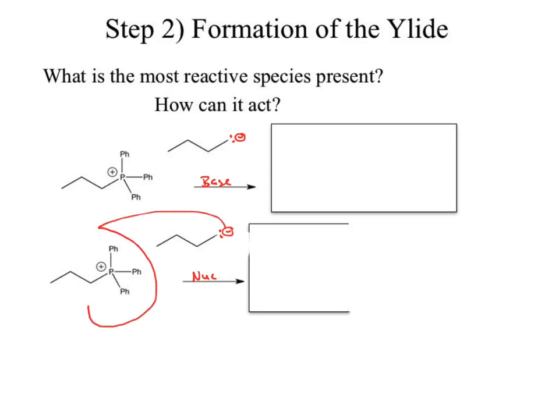Sorry, I didn't realize where my structure was. It could do a backside attack, kick out our leaving group. Okay, the result, I'll try and color code these. We have our 3 original carbons, followed by our 1, 2, 3, 4 new carbons.